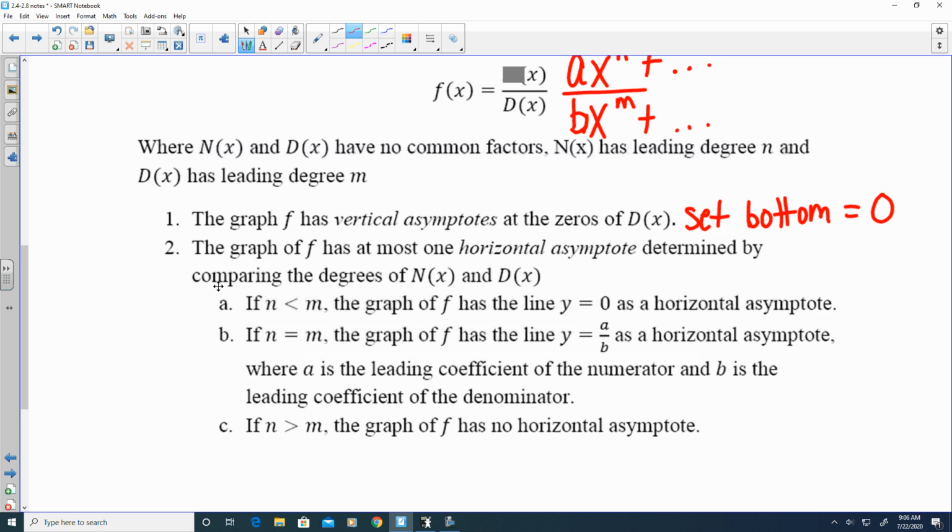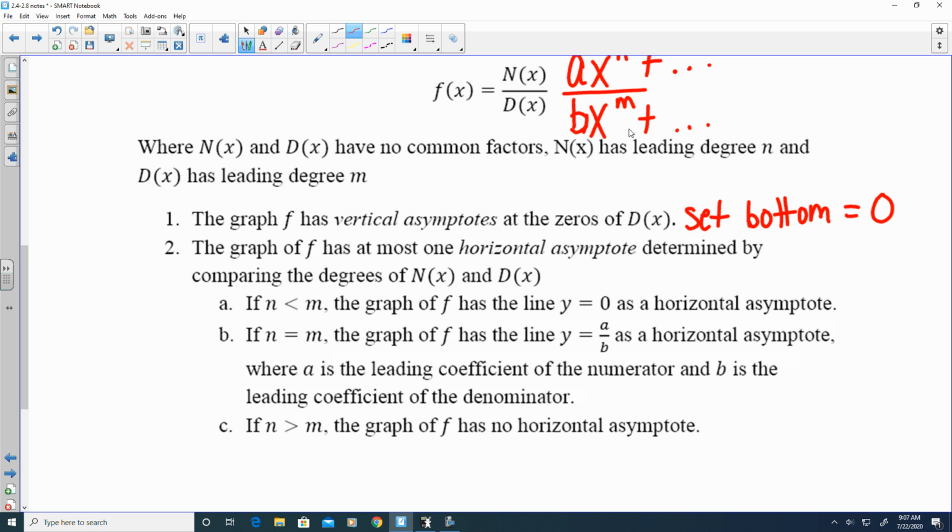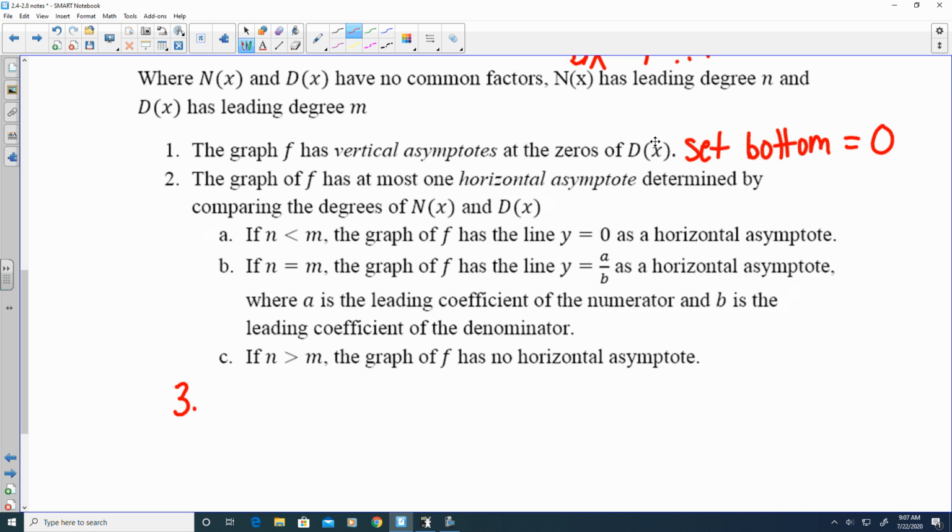If the powers are the same, then we care about the coefficients in front, which is why the a and the b are written there. The line y equals a divided by b would be my asymptote. And then the third situation is if the top power is greater than the bottom power, then there would be no horizontal asymptote. I'm going to add one extra thing to this list, which is the zeros, which you might be asked to find at some point.